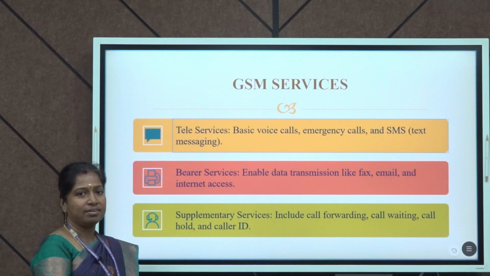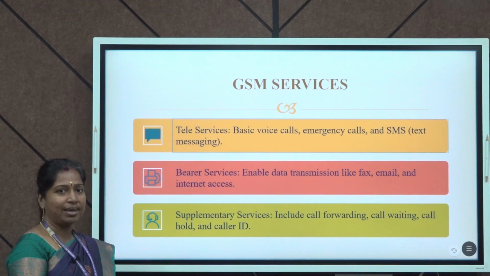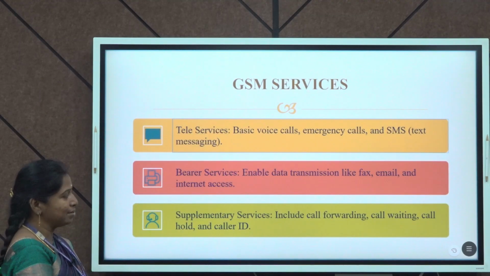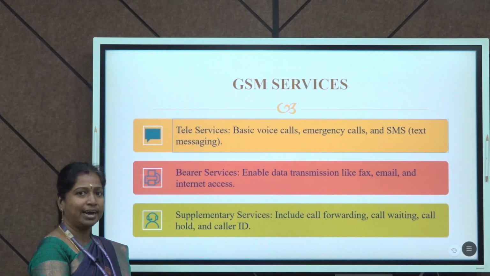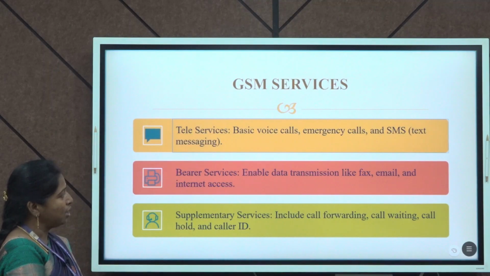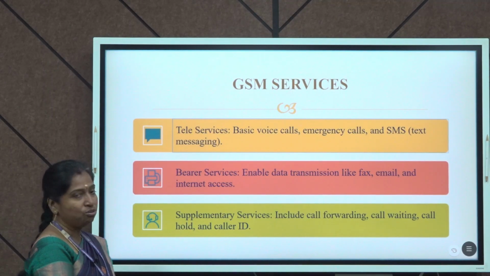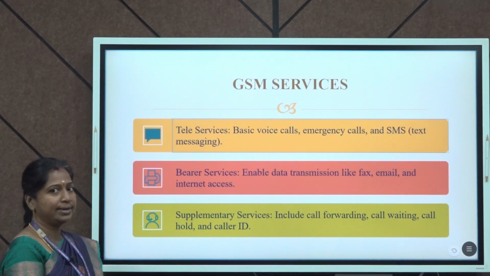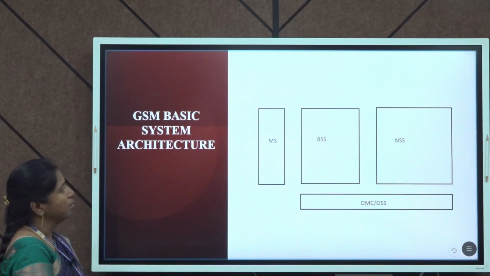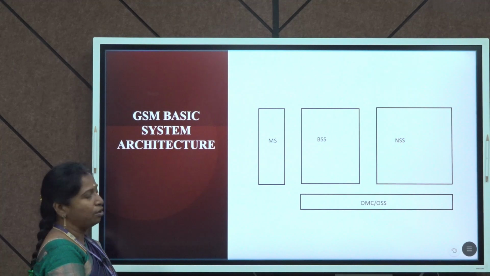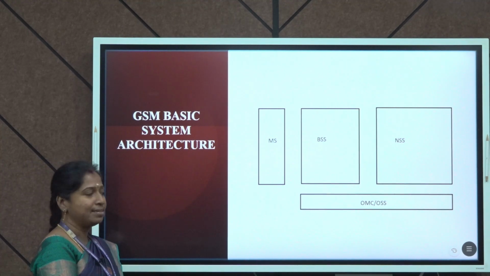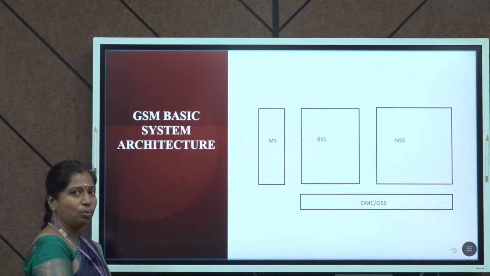GSM provides a range of services like basic voice calls, SMS and supplementary services like call forwarding, call waiting and caller identification. It also provides circuit switching data services and GPRS for packet data transmission. So, this is the layout of GSM architecture. It consists of MS, BSS, NSS and OMC or OSS.